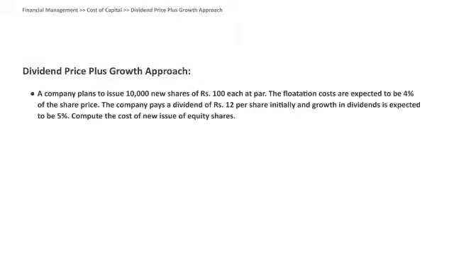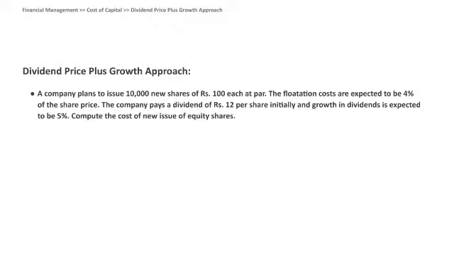Now, let us do a small illustration to make this method more clear. Dividend yield plus growth approach. A company plans to issue 10,000 new shares of 100 each at par. So 10,000 is what? The number of shares. One share is how much? Rupees 100 each. The flotation cost is expected to be 4% of the share price.